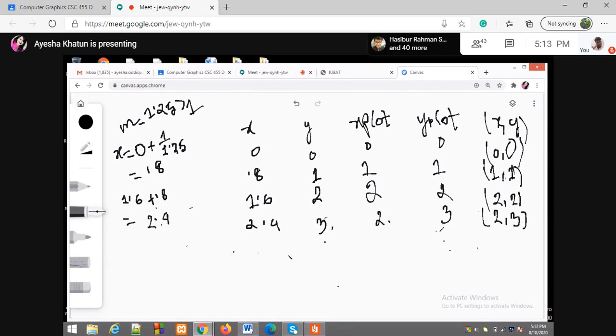Again it will be incremented by 1. Yes, it is 2.4, so obviously it will be 2. And 2.4 plus 0.8. So we will have 3.2. Okay. So 3.2, 4. So we will have 3 and then 4.